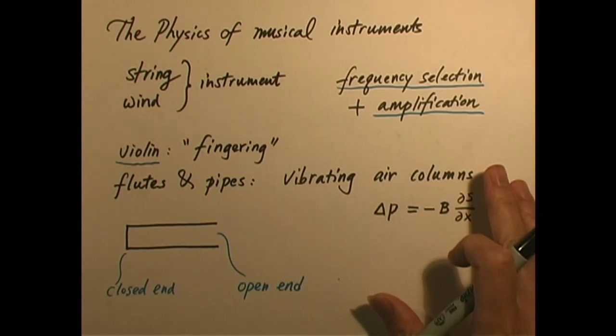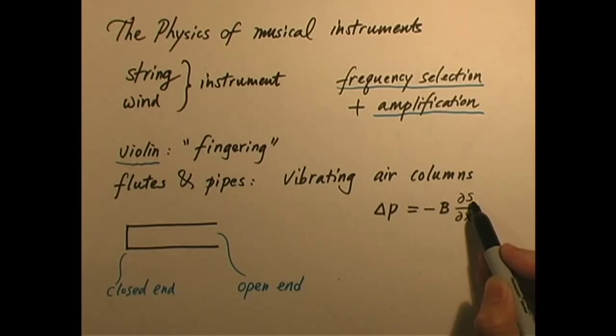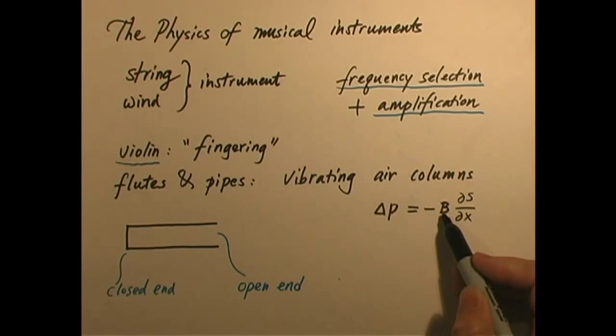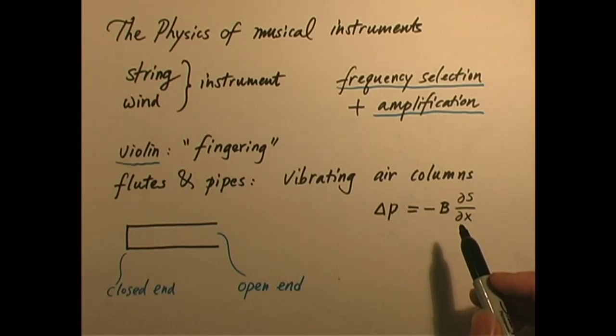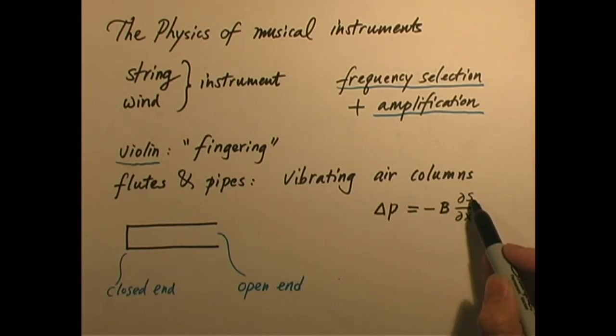There is a relationship between the pressure variation and the displacement S of the sound wave. This equation is copied from the last chapter. Here, B, as you recall, is the bulk modulus. You notice the interesting thing here, and that is delta P, the pressure wave, is not directly proportional to the displacement wave S. Rather, it is directly proportional to the derivative of S with respect to location.